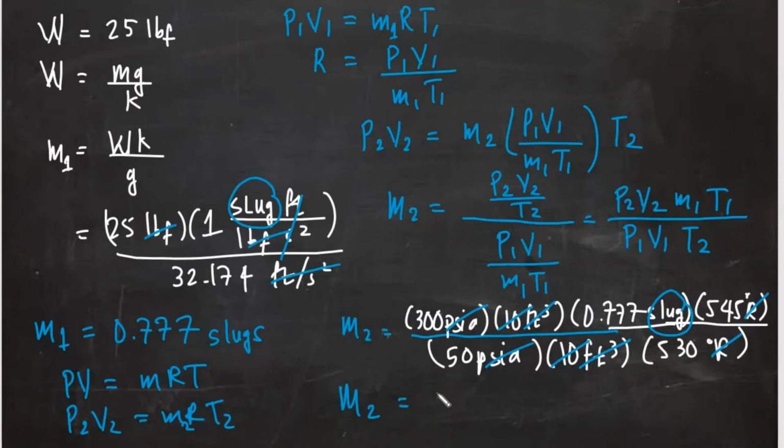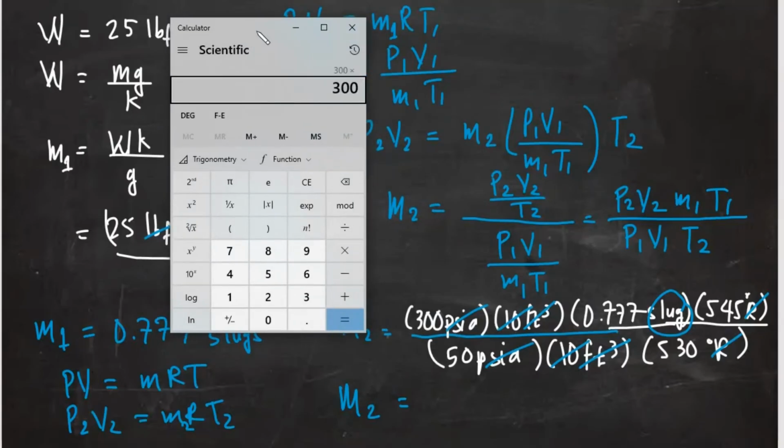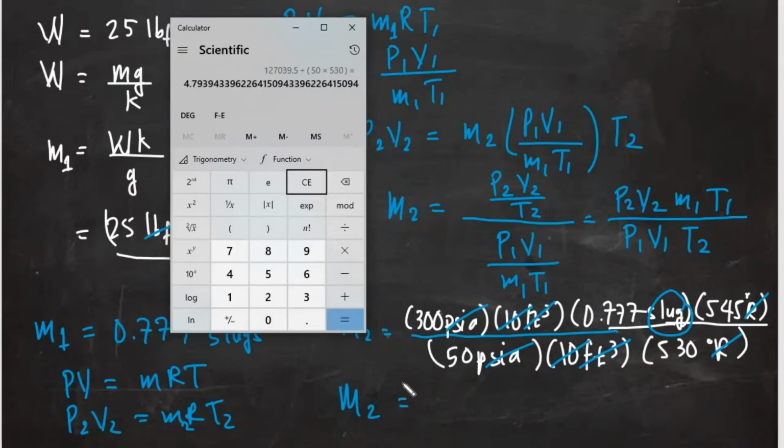So m sub 2 is equal to, let's get our calculator. We have 300 times 0.777 times 545, and then let's divide that by 50 times 530. Okay, oh sorry, there was a mistake in my calculator operation. So 300 again times 0.77 times 545, and we will divide that answer by 50 times 530. So the answer is 4.79 slugs.